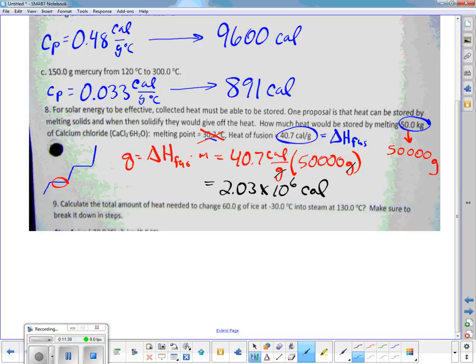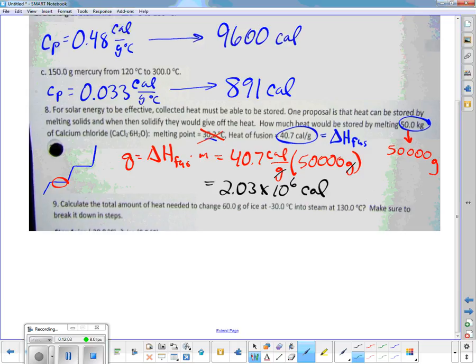All right, let's look at the next one. This is all you would see on a problem. Okay? I've broken it down in steps for you below. So I'm going to actually copy this onto the next page with the steps. But before we go there, I want to sort of say, okay, what's going to happen here? Calculate total number of heat in ice from negative 30 to 130.